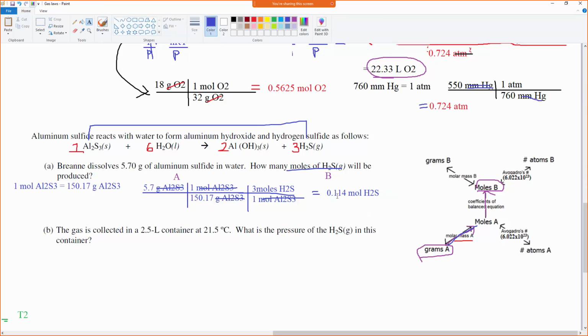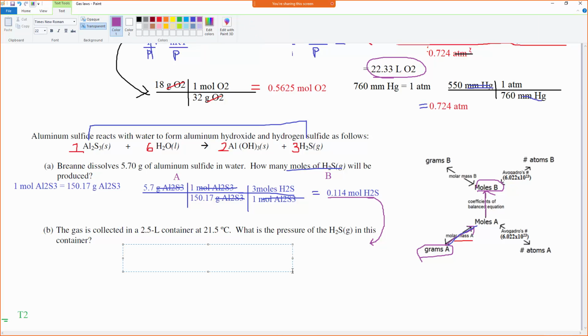Okay. So that brings us to this next question, which says, this gas is collected in a 2.5 liter container at 21.5 degrees Celsius. What's the pressure of the gas in this container? Well, I'm talking about a gas, and they gave me liters, and they're looking for pressure, and there's not initial or final conditions, so you can predict you're going to use the ideal gas law, PV equals nRT, to solve this problem.